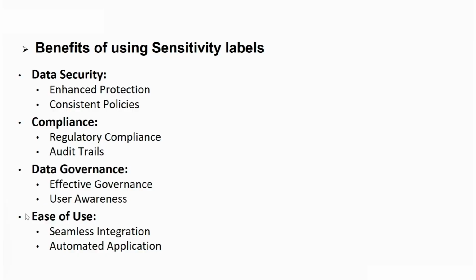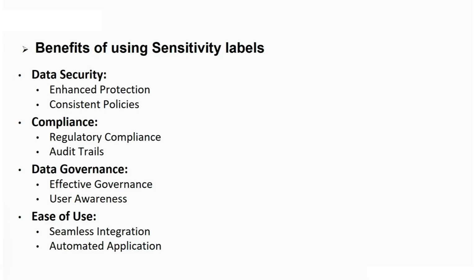The next one is data governance. So it implements effective data governance by classifying the data based on sensitivity and applying appropriate protection measures. The next one is user awareness. So it increases user awareness about the importance of data protection and the need to handle sensitive data responsibly. The next one is ease of use.